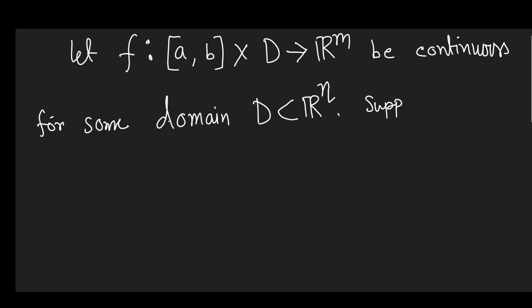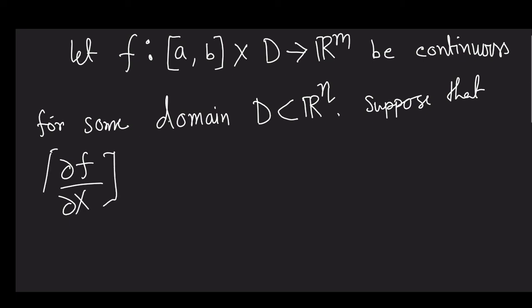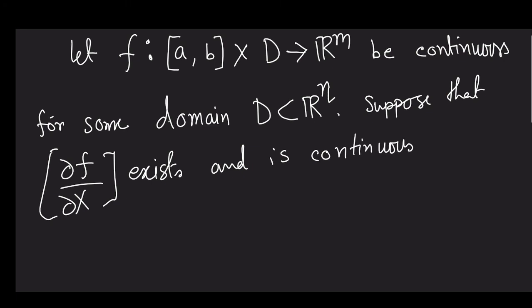Suppose that del f by del x exists and is continuous on [a, b] cross D.